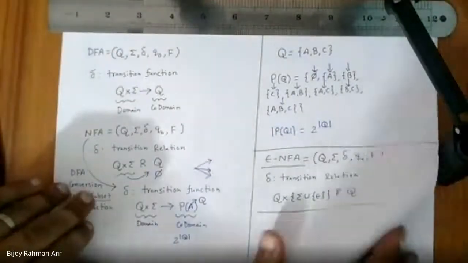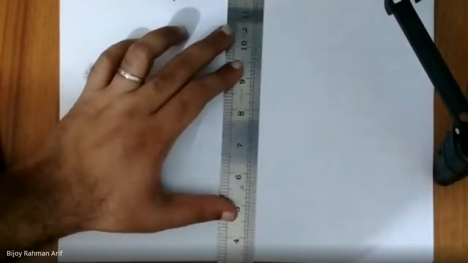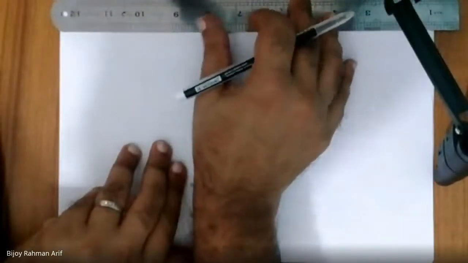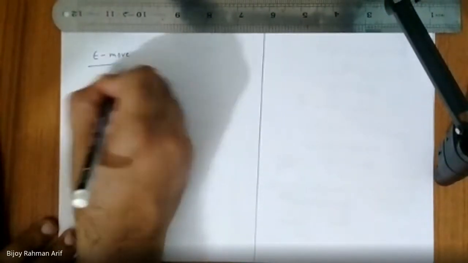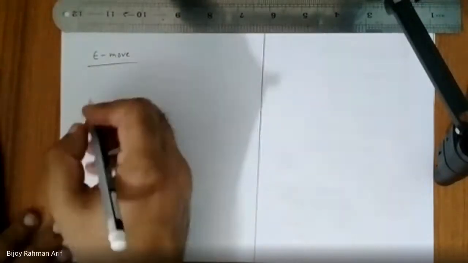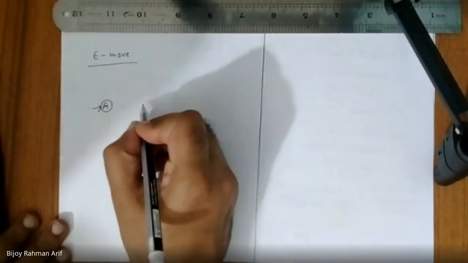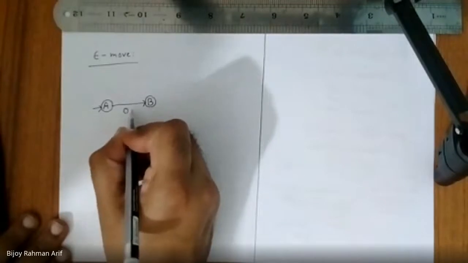Now, what is epsilon or epsilon move? So let's talk about that. Epsilon move. The epsilon move is something like this. So let's assume I'm in A, in this place. You can go A to B without spending any money. So my expenditure is $0.